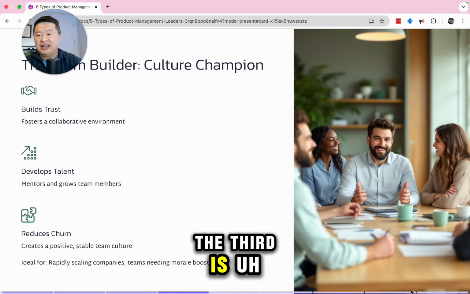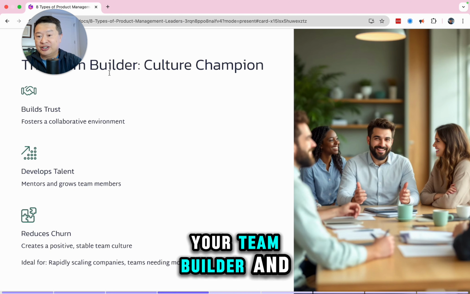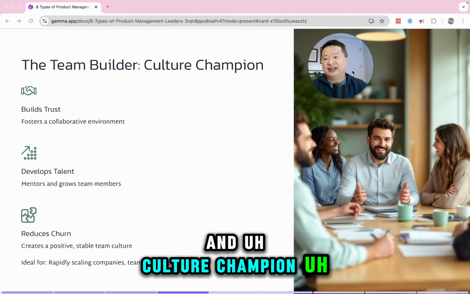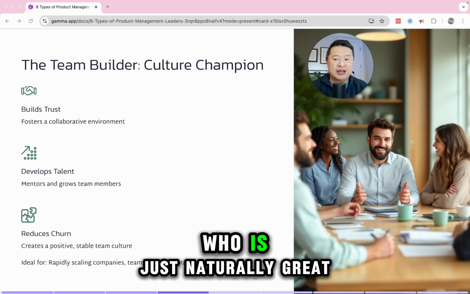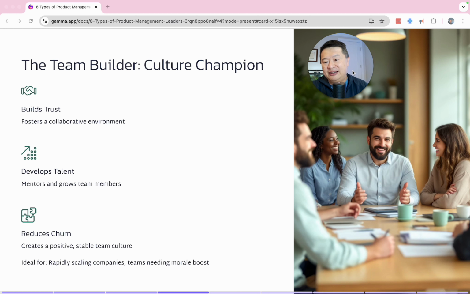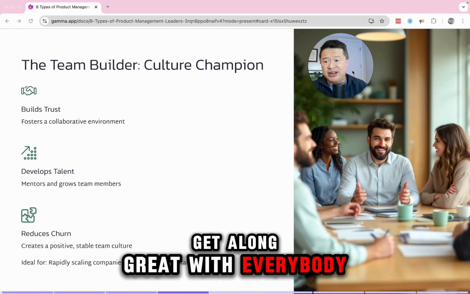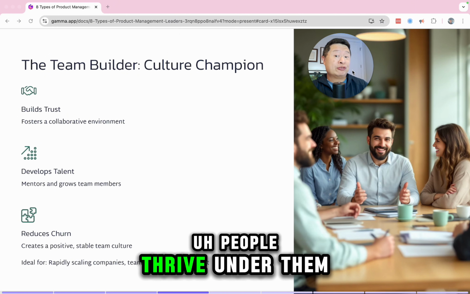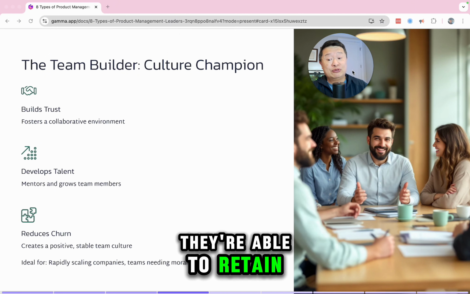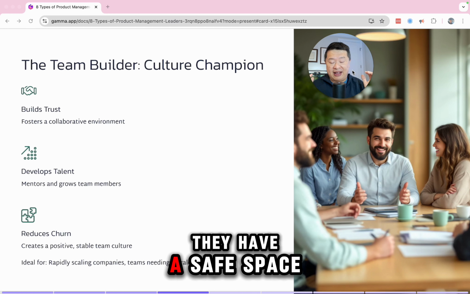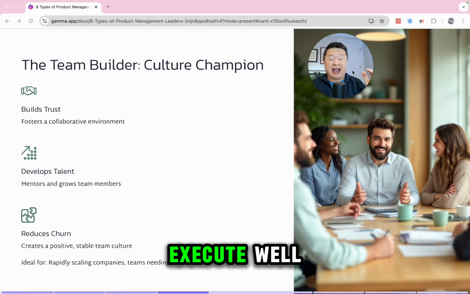The third is your team builder and culture champion. This is a person who is just naturally great at building trust. They get along great with everybody. People thrive under them. They're able to retain top talent. The team feels like they have a safe space and they're able to execute well.